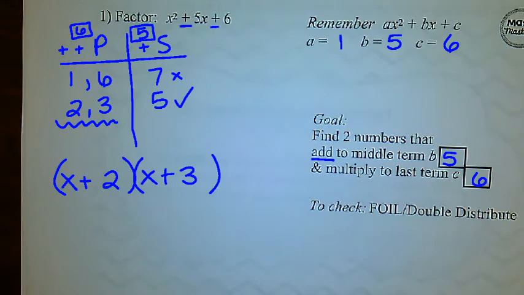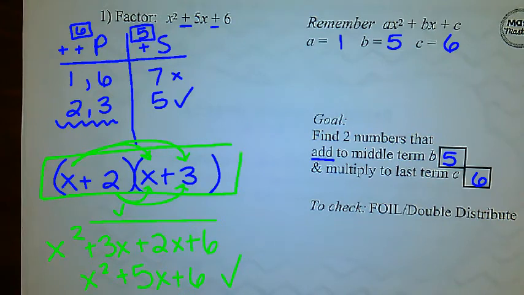And then remember, you can always check. I told you this yesterday. You can always check with FOIL. So x squared plus 3x plus 2x plus 6. This is our check. So 5x plus 6, so that does work. So this is in fact our answer.